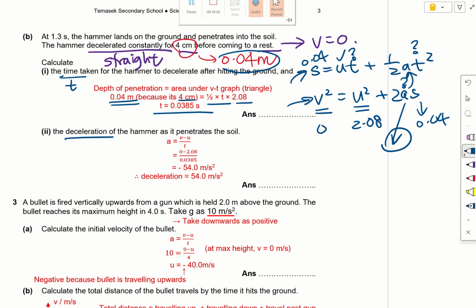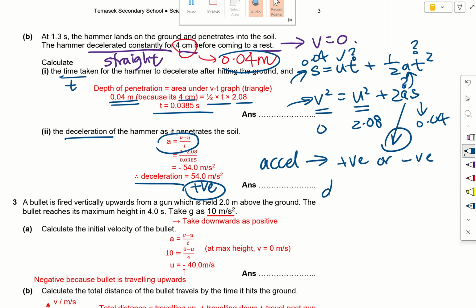Next, they want us to calculate the deceleration. Once you have the time, you can then use this formula, a equals v minus u over t, to find the deceleration. Now, take note, deceleration can only be positive. Acceleration can be positive or negative. Deceleration can only be positive.